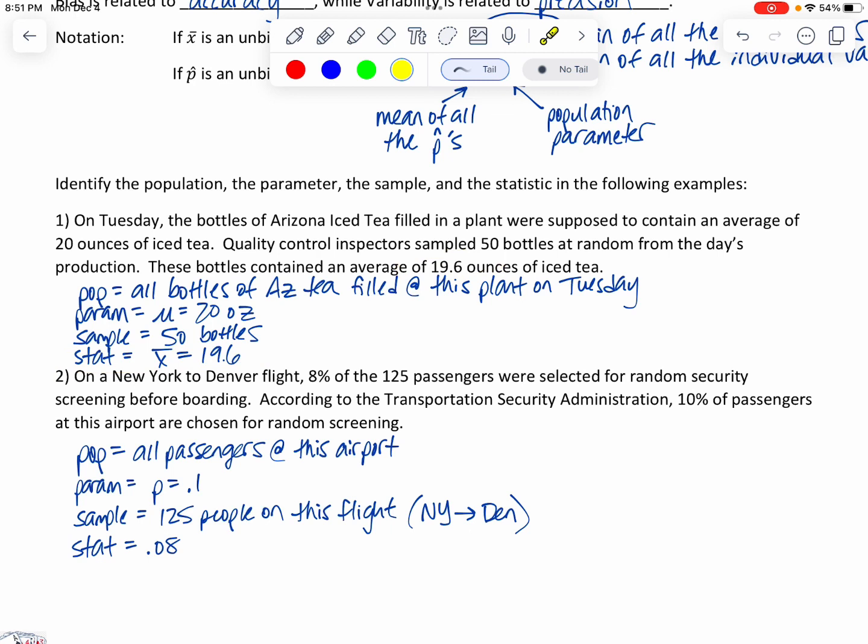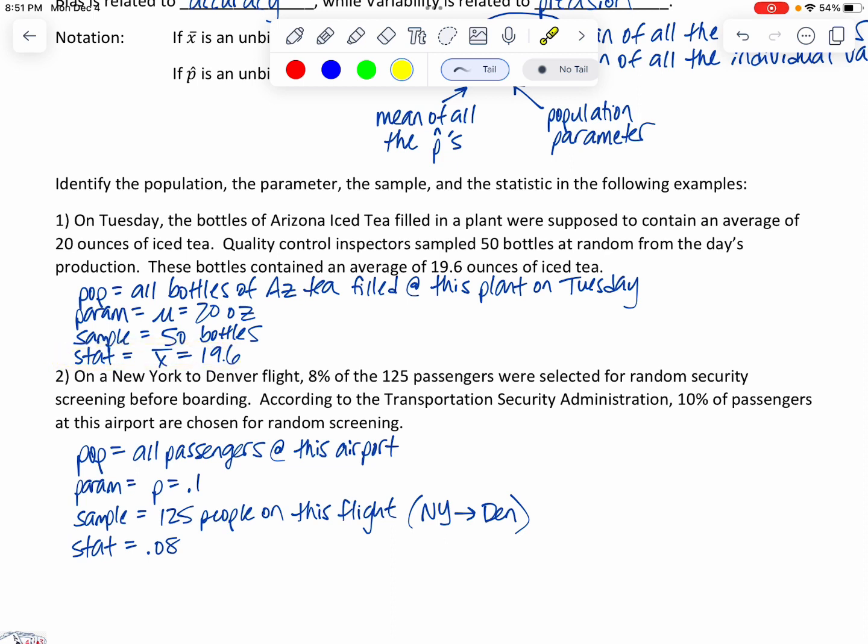Notice I've got some symbols I'm using here. The mu goes with the parameter, this X bar goes with the statistic. And remember, the P's go together, the population and the parameter. The 20 ounces is dealing with all bottles. And then we just take a sample, you know what a sample is, 50 bottles, and the average from just that sample apparently is 19.6.